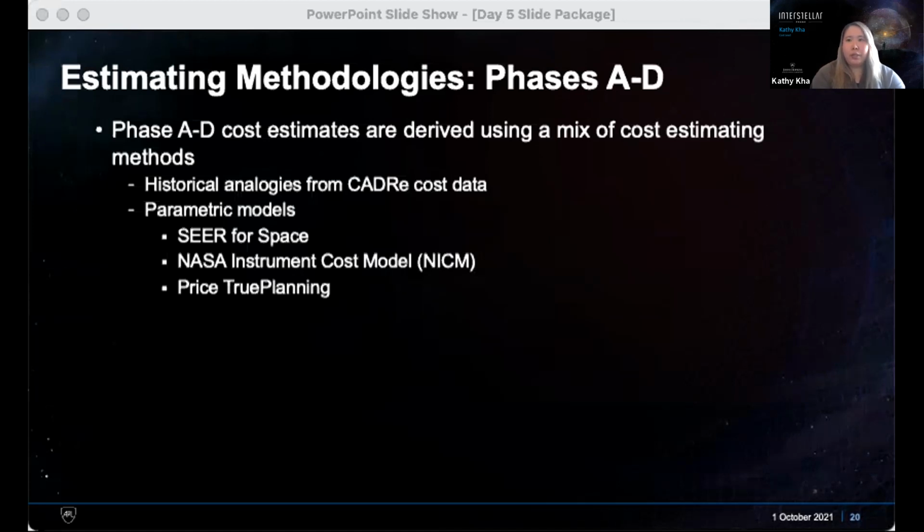So we varied which tool was used based off of how appropriate it was for each WBS. So not every single WBS was estimated with all the tools. It was what's appropriate based on the situation. So for example, the NASA instrument cost model only estimates instruments. So that was only used on WBS 5, for instance.